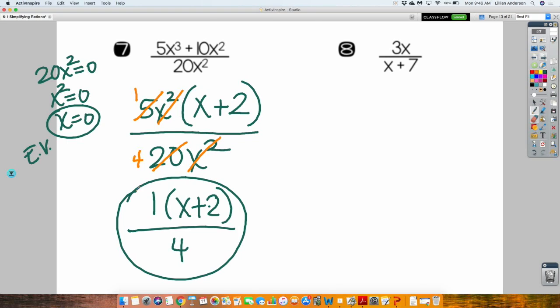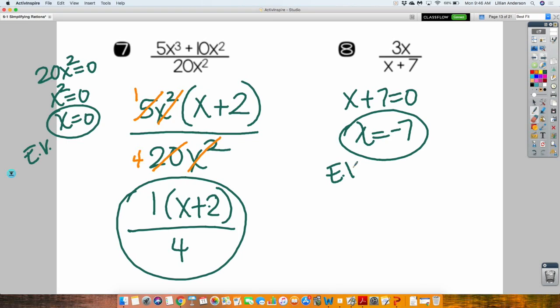Anyone? Very good. I have to set the denominator equal to 0. I end up subtracting 7, so x equals -7. That's my excluded value. So everything but -7 is going to make that expression defined. Now let's simplify. Do the top and the bottom have anything in common? Can I factor anything anywhere? So then this is as simple as it's going to get.